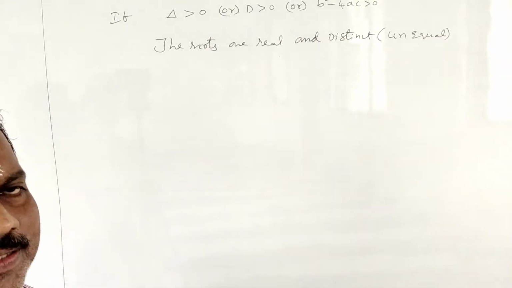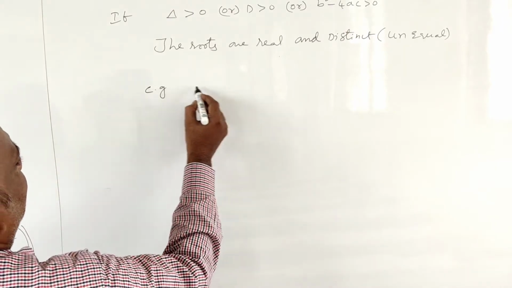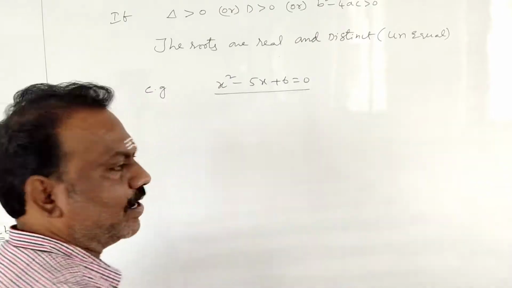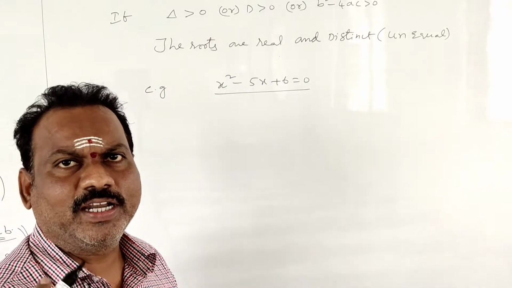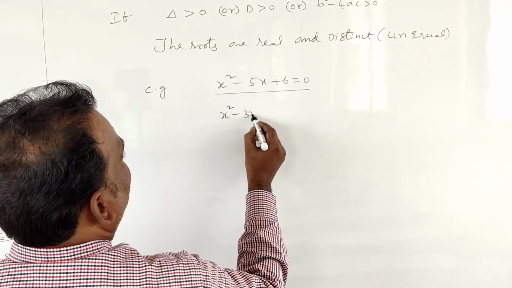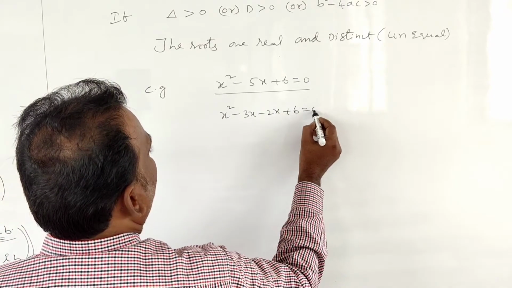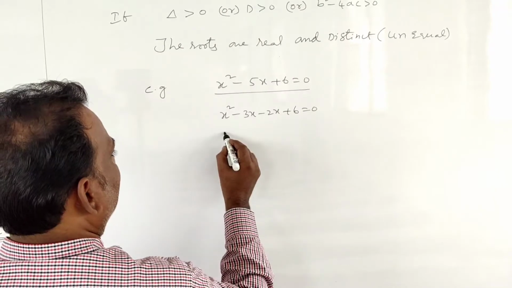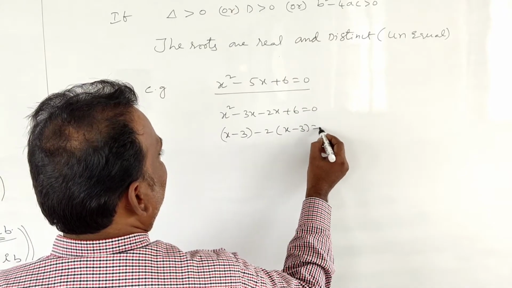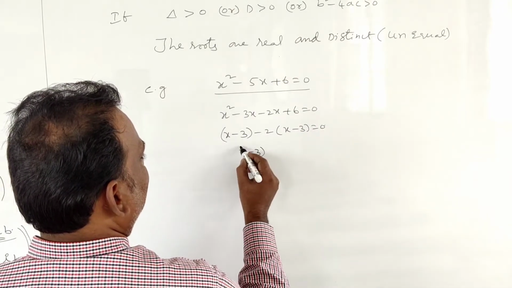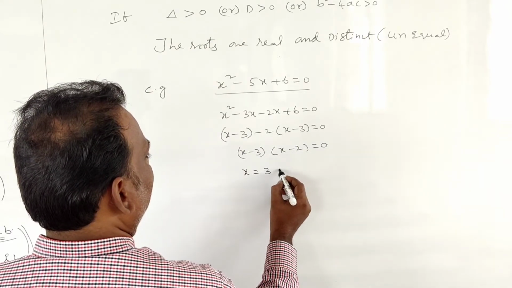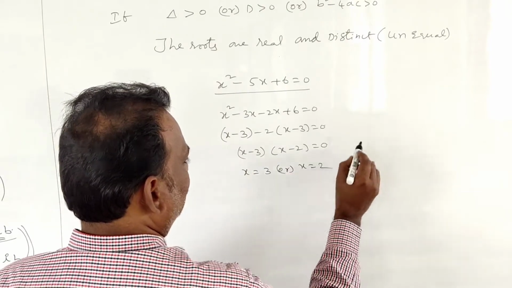I will explain with an example. They are giving x square minus 5x plus 6 is equal to 0. This is a quadratic equation. Why is it a quadratic equation? Because its degree is 2. If you factorize this, you will get x square minus 3x minus 2x plus 6 is equal to 0. I think you are familiar with factorization. x minus 3 is the common factor, so x minus 3 into x minus 2 is equal to 0. So x is equal to 3 or x is equal to 2.